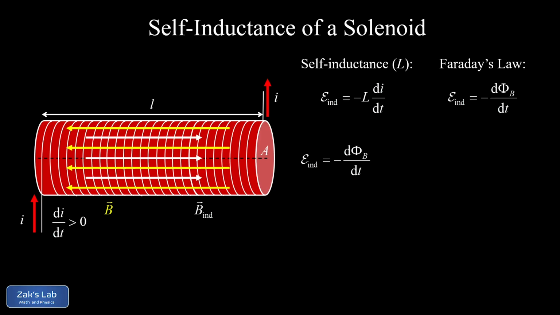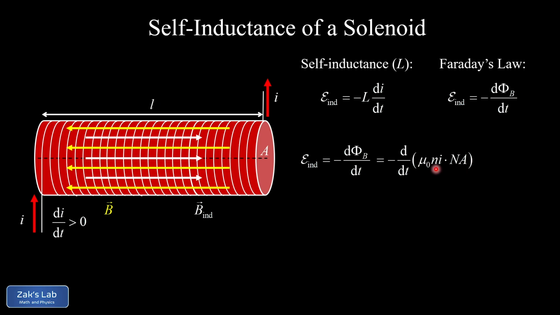Using our previous result for a long solenoid, the magnetic field inside of a solenoid is given by this piece right here: mu naught times little n times I. That little n means the number of turns per unit length for the solenoid, so that piece is the strength of the magnetic field. Then this other piece on the right tells us the area that those magnetic field lines are actually passing through. The big N there tells us the number of turns of wire, and A is just the cross-sectional area of any one loop of wire in this solenoid.